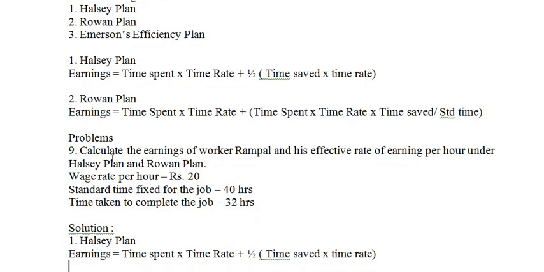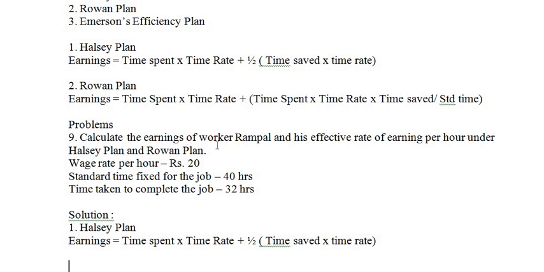I'll read out the problem first. Calculate the earnings of worker Rampal and his effective rate of earnings per hour under Halsey plan and Rowan plan. Wage rate per hour is rupees 20. Standard time fixed for the job is 40 hours. Time taken to complete the job is 32 hours. So he has taken less time to complete the job, which means bonus will be given to him.